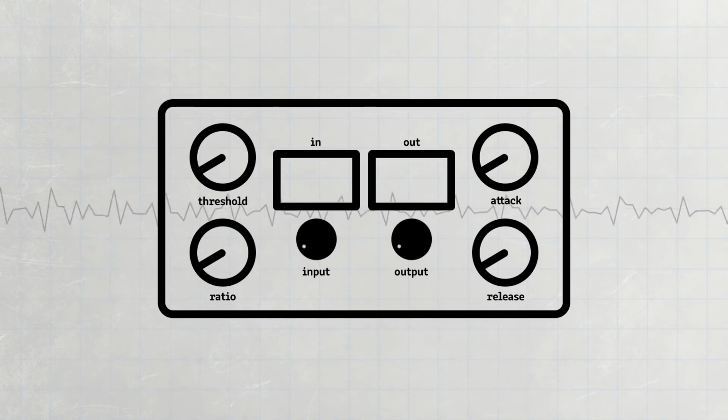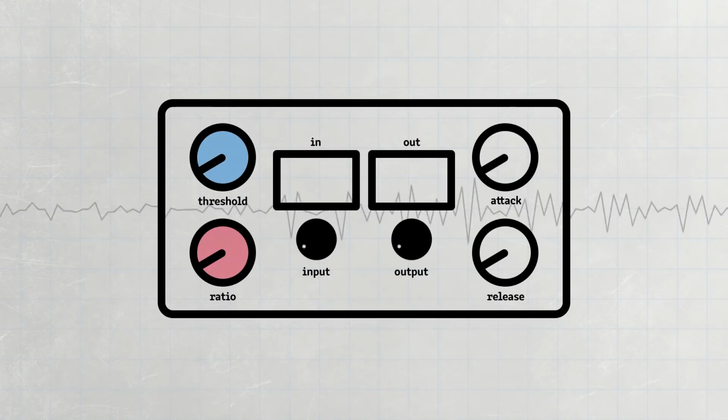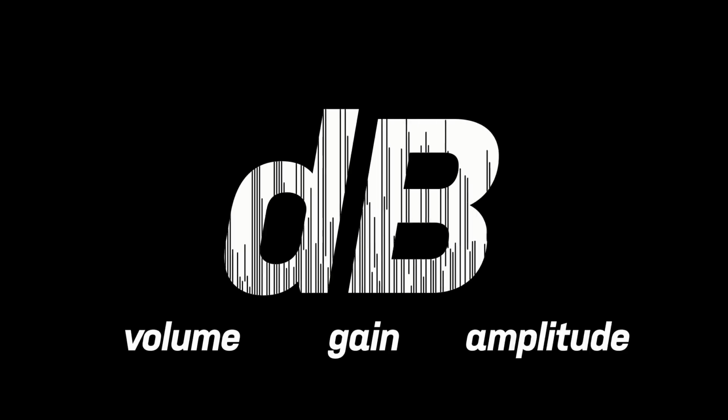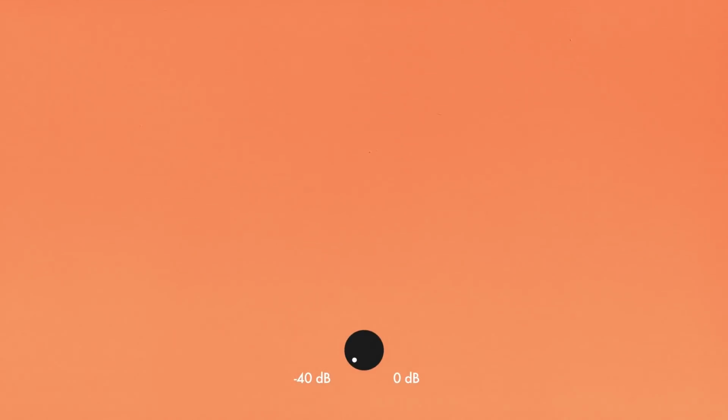The first thing to understand is the threshold and ratio controls. Now, to understand this, we need to understand that when we're talking audio, we're talking decibels, baby. dB. It's how volume, gain, and amplitude are measured. The threshold is a specific dB level. It's a line, and when audio crosses that line, compression is engaged.